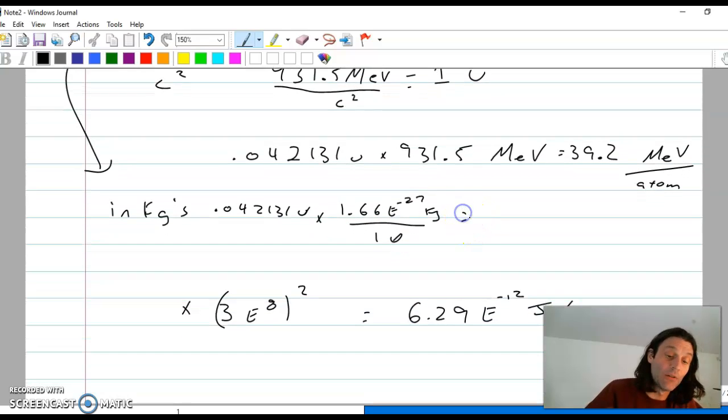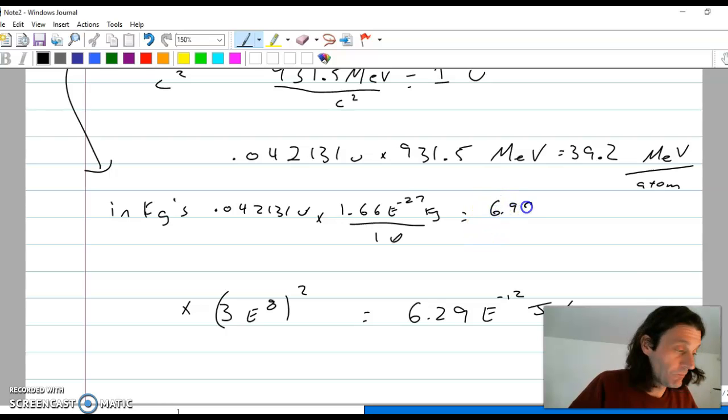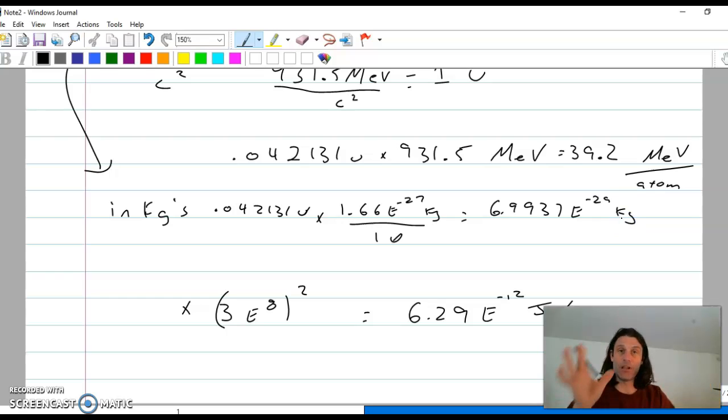How many kilograms is that difference in mass? And it's not a lot. It is 6.9937, however many digits you care to keep there, times 10 to the negative 29th kilograms. That's a difference in mass, okay? That's the mass defect. What I'm going to do is multiply that by the speed of light squared.